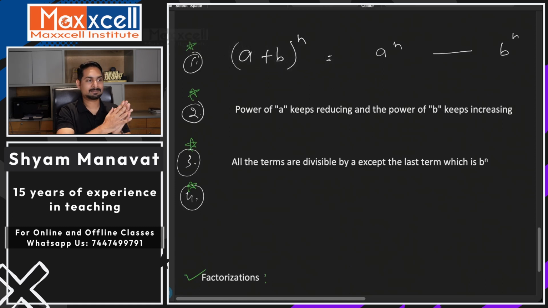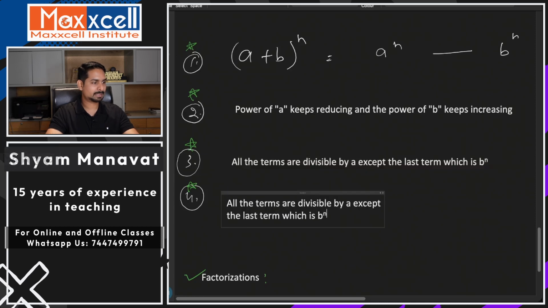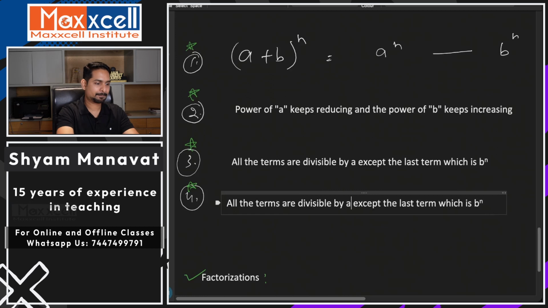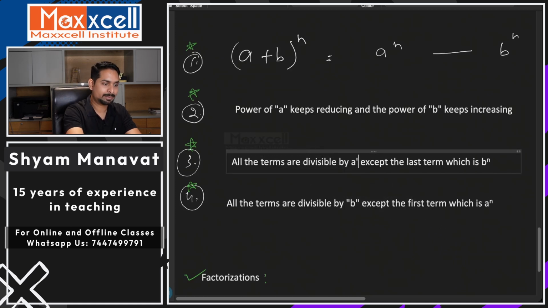All terms are divisible by A except the last term. And same we can see, all terms are divisible by B except the first term. Don't you think so? Do you agree with me? Because again the first term will have A to the power n, which will not be divisible by B. Rest all will have B. Do you agree? Yes.